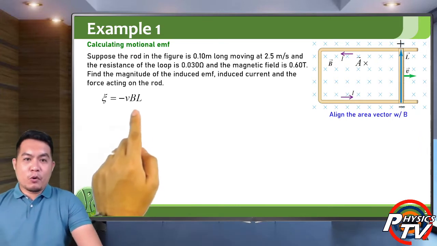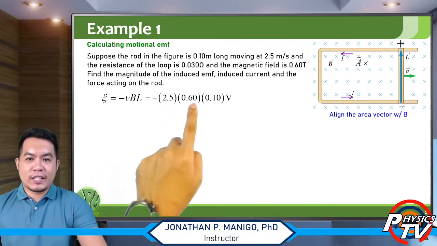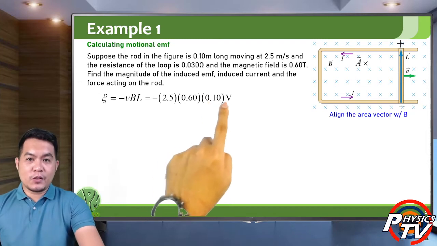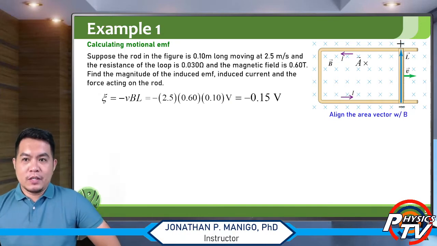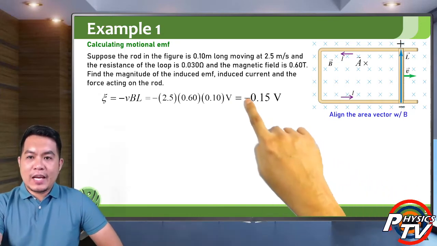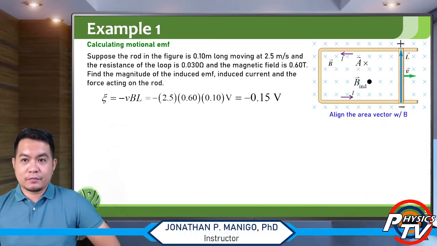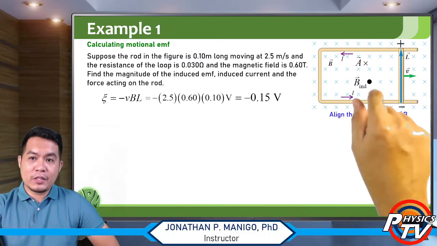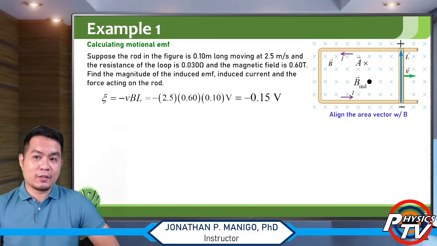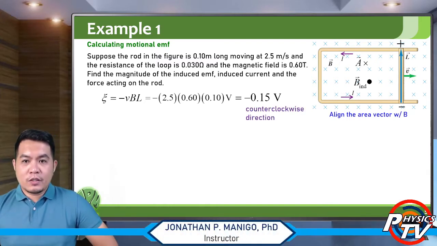So we use the motional EMF formula, negative VBL. So 2.5 meters per second, 0.60 Tesla, 0.10 meters, and all of those units combined will give you a unit called volt. So you have negative 0.15 volts. Again, the negative sign implies that the direction of the induced EMF is opposite the magnetic field. So the induced EMF is out of the page, opposite the direction of the magnetic field, which is into the page, and actually opposite the direction of the area vector also, because in this case, it's the area that is changing. So the direction is counterclockwise. The magnitude is 0.15 volts.